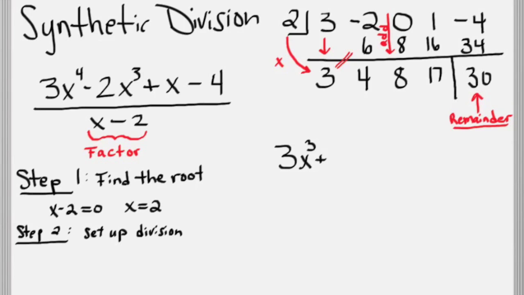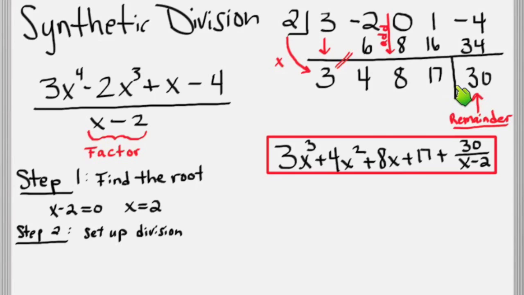Okay, the next part is to rewrite our reduced equation that comes from these values right here. Notice down at the bottom of the equation, the 3, the 4, the 8, the 17, and of course our 30. Notice where they went: 3x cubed, 4x squared, 8x, and 17. Now how do you get these values? Well, the values up here are the coefficients.